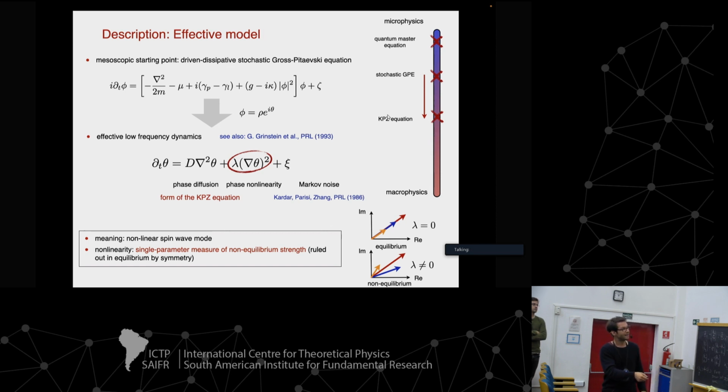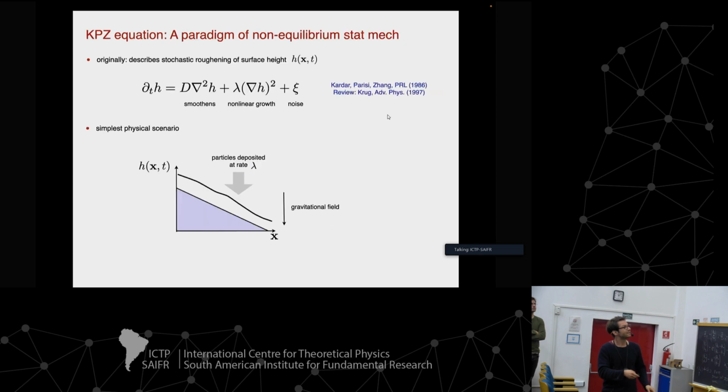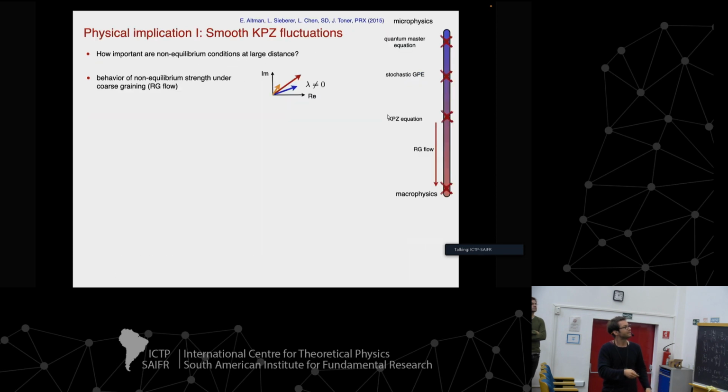While in an out-of-equilibrium situation, there is a spread in the complex plane, and that allows for non-linear, for non-vanishing lambda. So we have a single-parameter measure for the presence of non-equilibrium conditions. And the last thing, which I skipped, is the relation to this original problem. Here is what we then conclude from that.